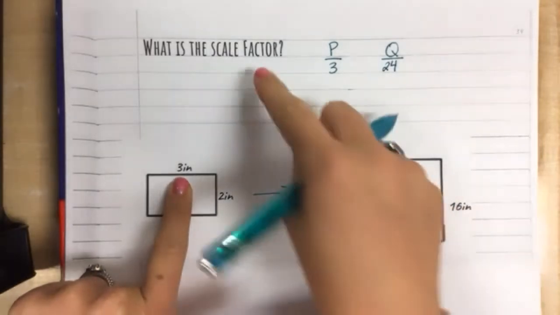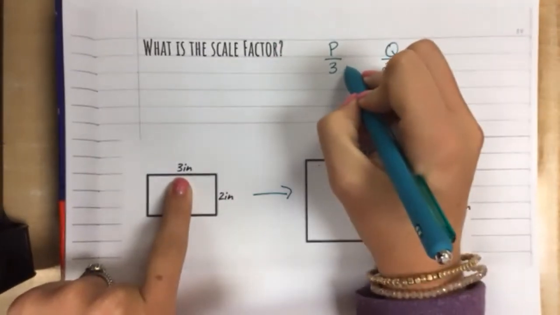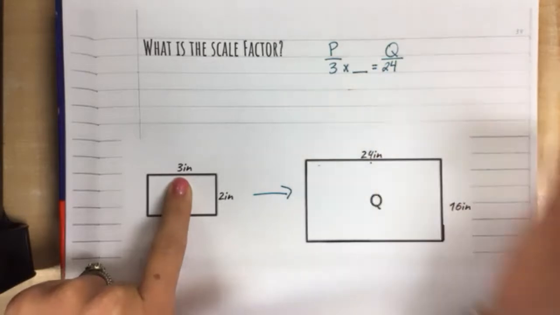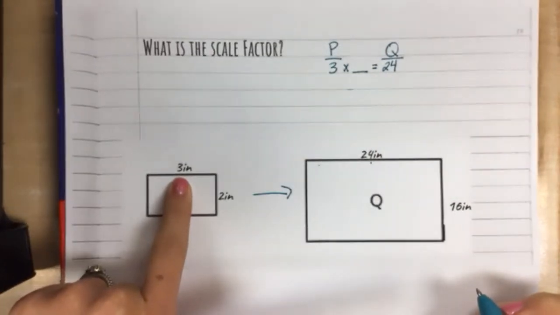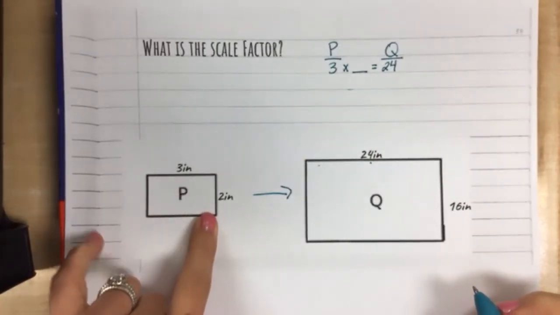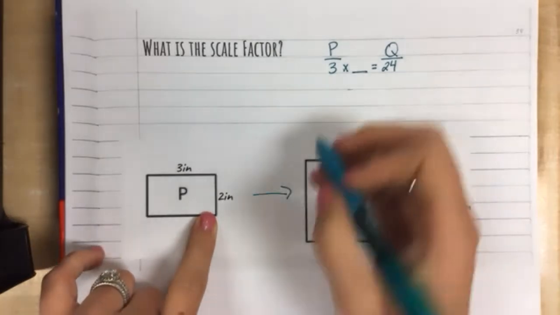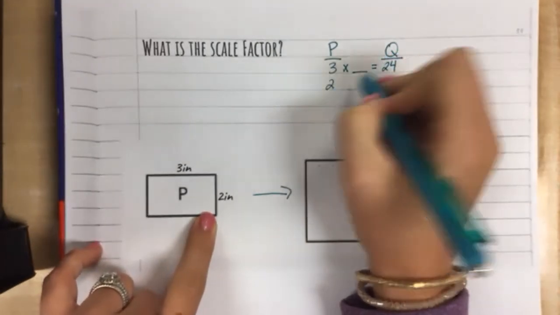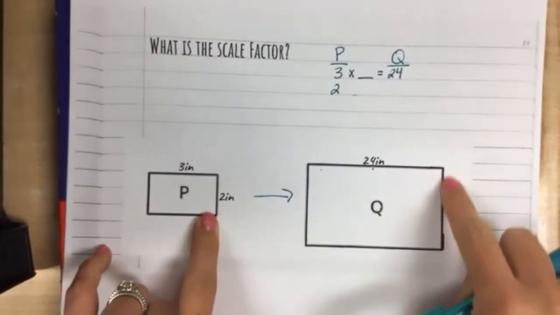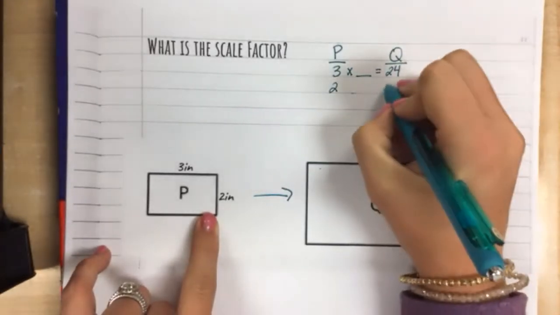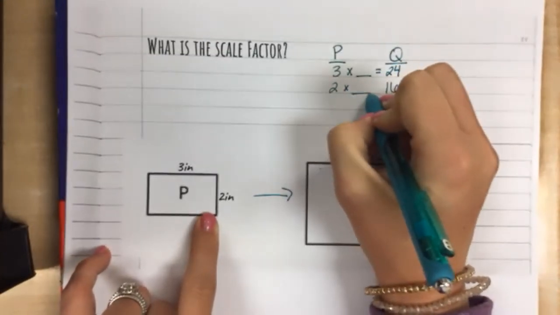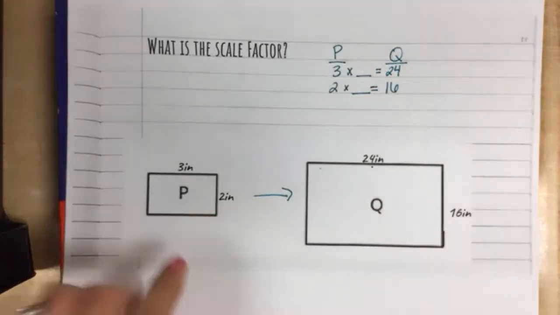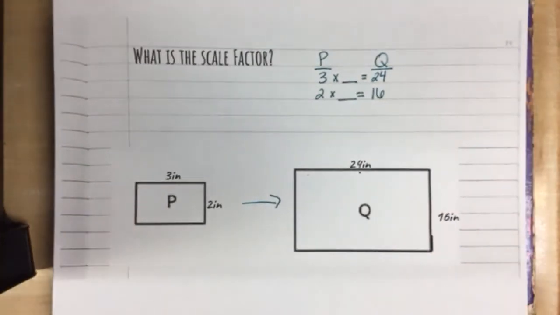Now, I want to know the scale factor. So I want to know 3 times what gives me 24. Let's write the vertical down and then we'll figure it out. So I've got 2 as the vertical here, and then the corresponding side on figure Q is 16. 2 times what equals 16, all right? Now, you can probably think about your multiplication tables. 3 times something gives me 24, and you already know the answer before I say it.